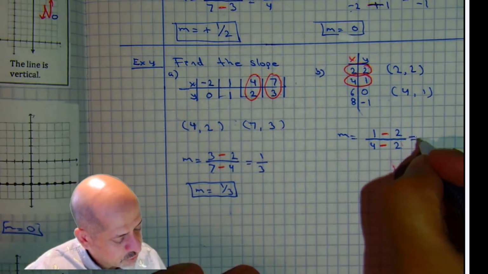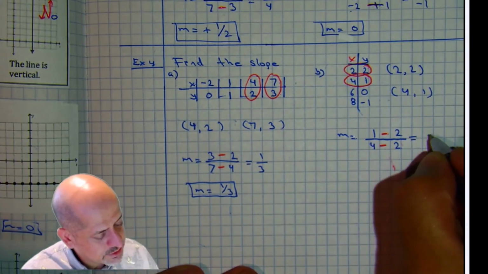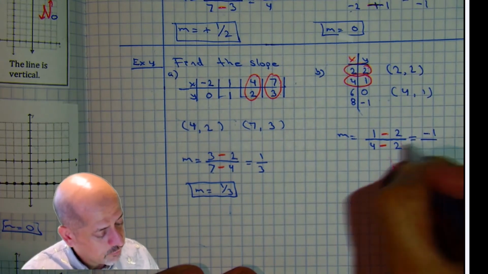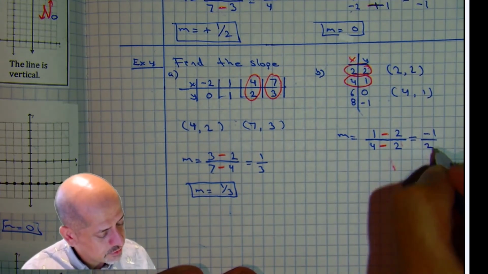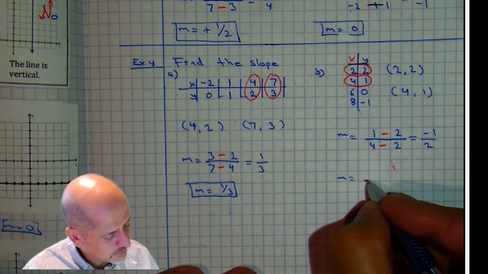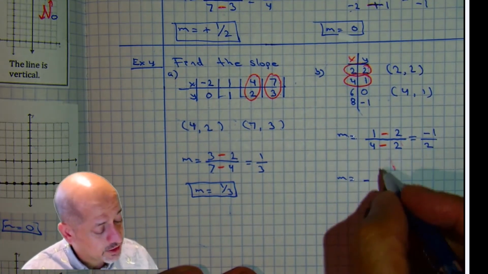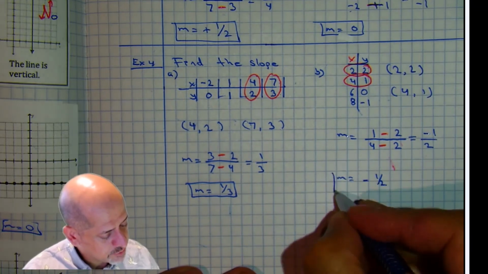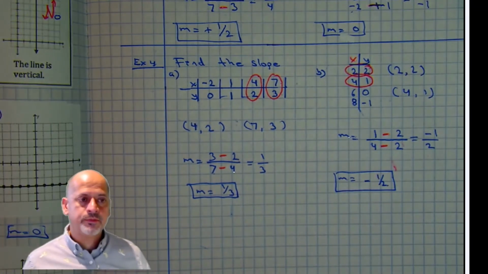And now 1 minus 2 is negative 1. 4 minus 2 is 2. So therefore my slope, negative divided by positive, is going to be a negative. 1 divided by 2 is just 1/2. Cannot be reduced, cannot be simplified.